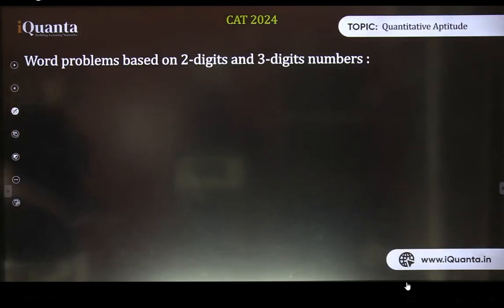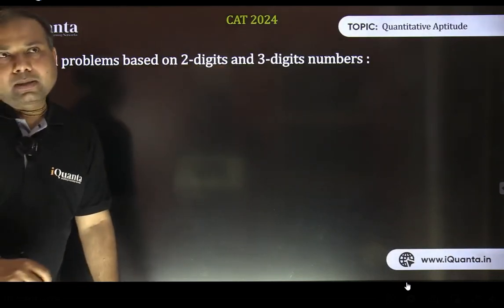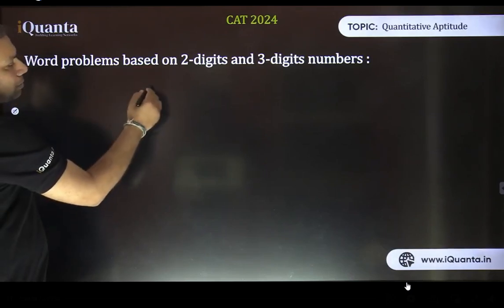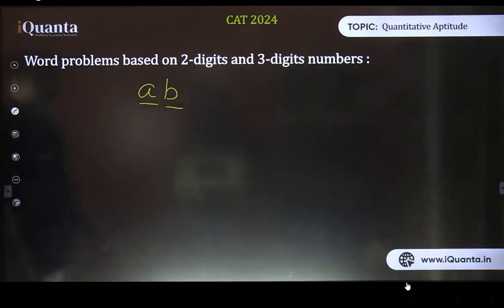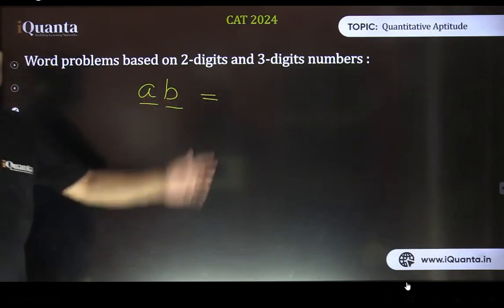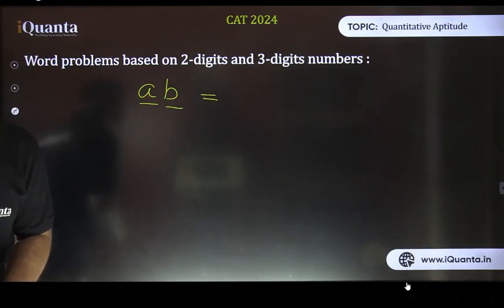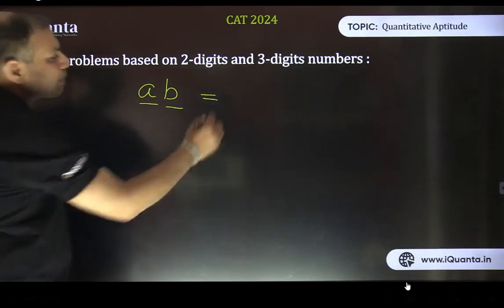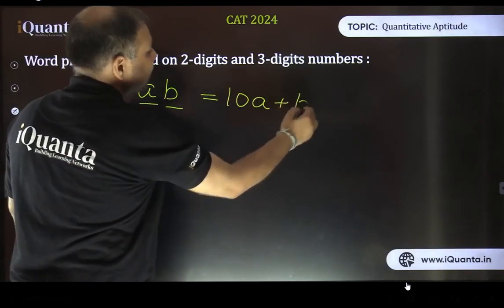Now there are a few more word problems based on 2-digit and 3-digit numbers. Before solving the question, tell me, if there's a 2-digit number, let's say AB, how can we expand it? If I expand it according to place value, this AB is going to be what? Yes, 10A plus B. Why are we writing 10A plus B? That is my question actually.